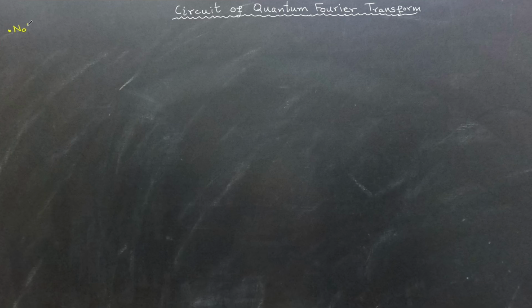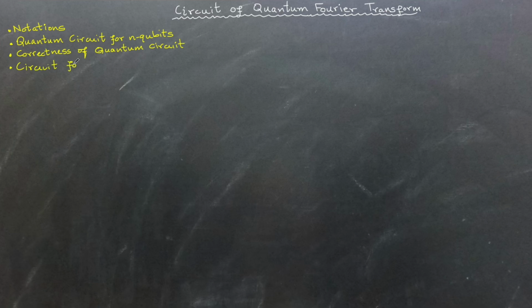First, we will review some key notations to establish our foundation. Next, we will construct the quantum circuit for an n-qubit register. Then, we will demonstrate that the circuit functions correctly and produces the desired output. Finally, we will create a 3-qubit Quantum Fourier Transform circuit to demonstrate what we have learned. Let's begin with some notations.